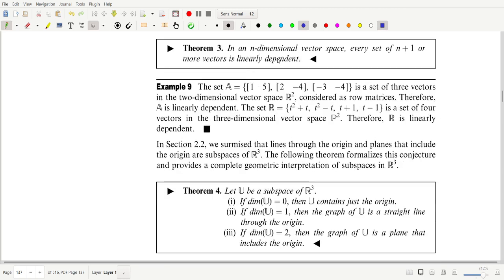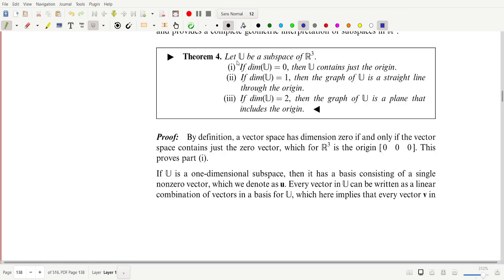Now we have theorem 3. This is exactly the same as theorem 1, a particular case of it. In an n-dimensional vector space, every set of n plus 1 or more vectors is linearly dependent. Because if a vector space is n-dimensional, then every basis contains exactly n elements. So every linearly independent set contains fewer elements than that, and theorem 1 says that any set containing more than that many elements is always linearly dependent. So this is equivalent to theorem 1.